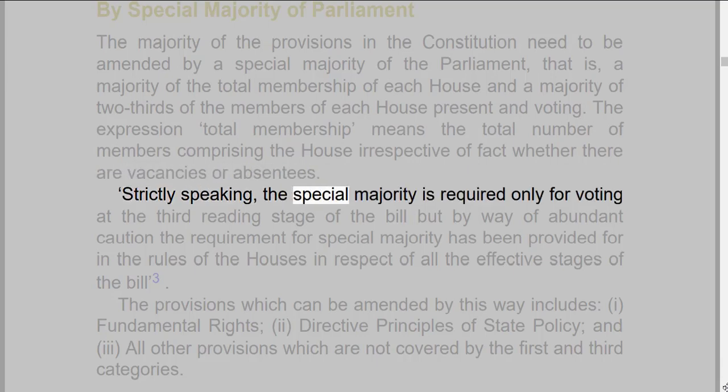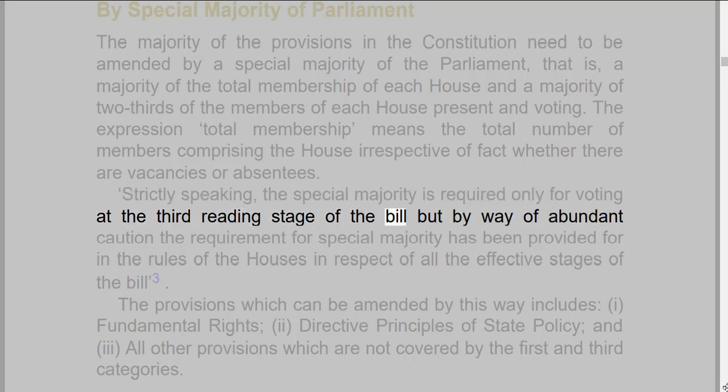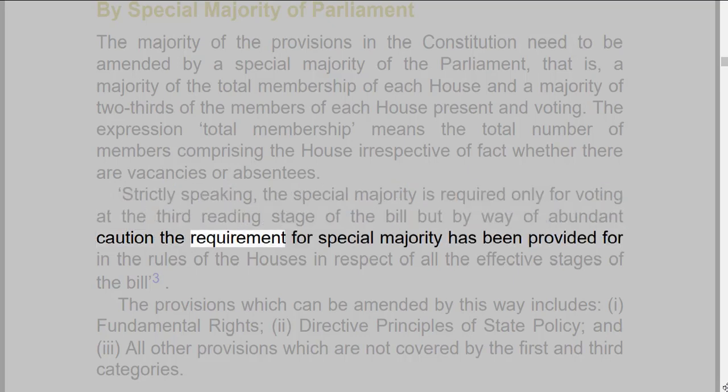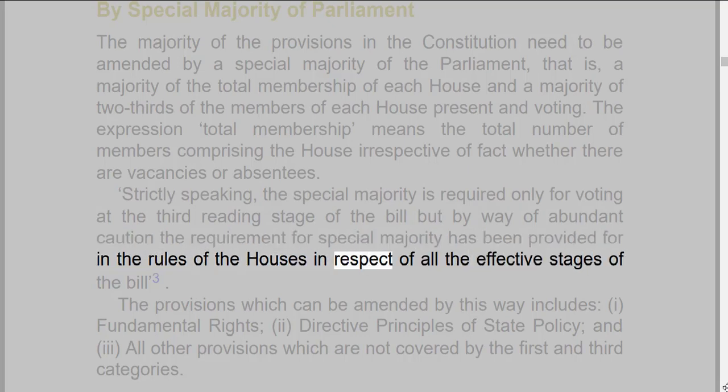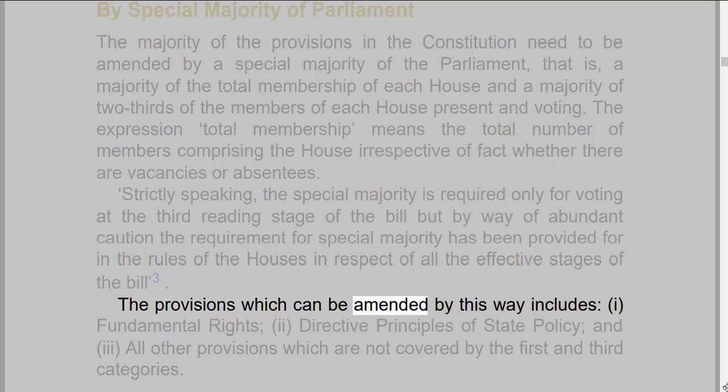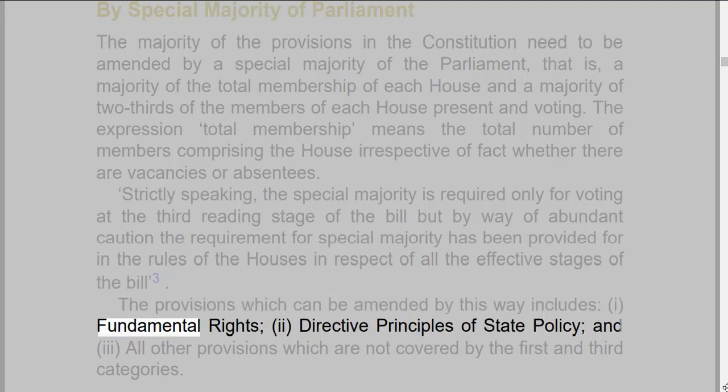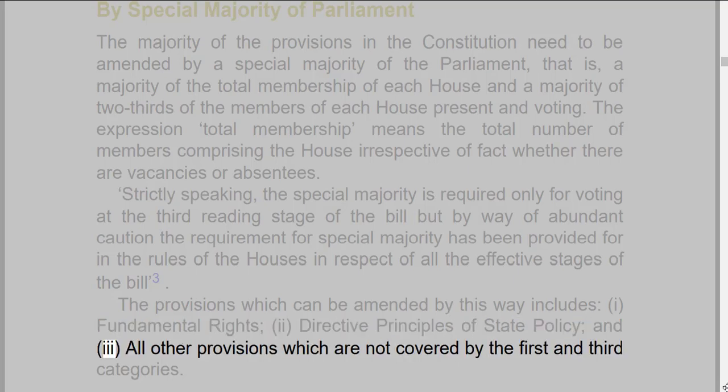Strictly speaking, the special majority is required only for voting at the third reading stage of the bill, but by way of abundant caution the requirement for special majority has been provided for in the rules of the Houses in respect of all the effective stages of the bill. The provisions which can be amended by this way include: 1. Fundamental rights, 2. Directive principles of state policy, and 3. All other provisions which are not covered by the first and third categories.